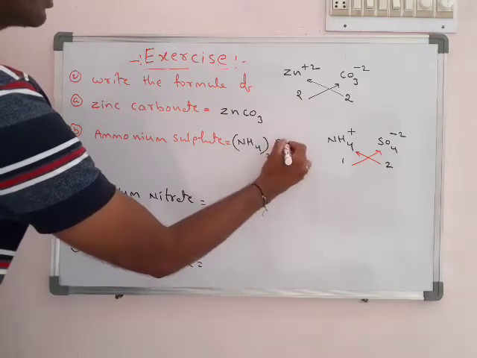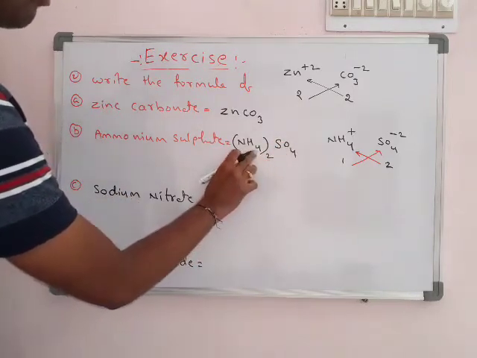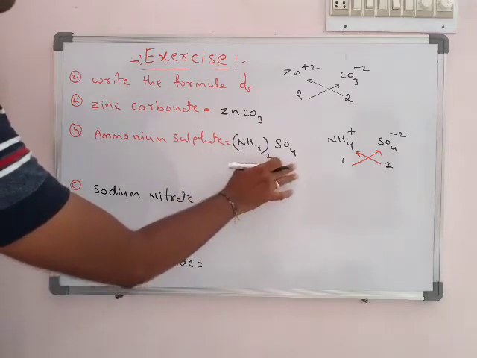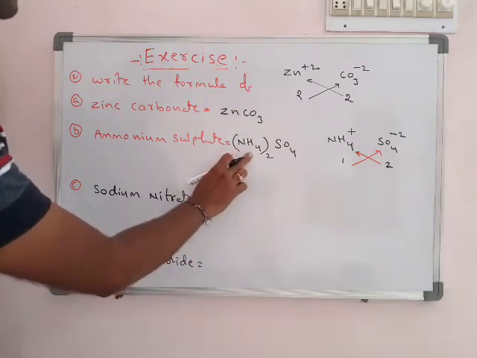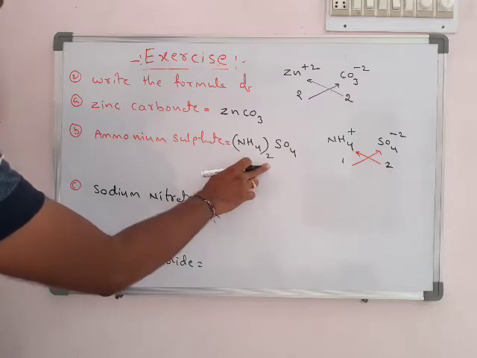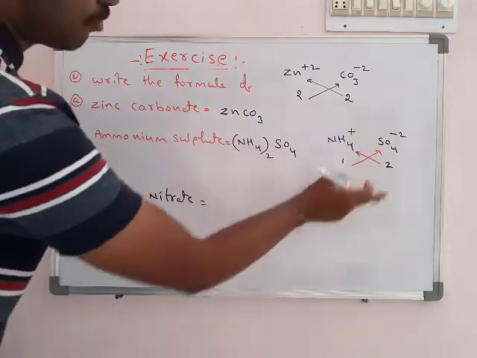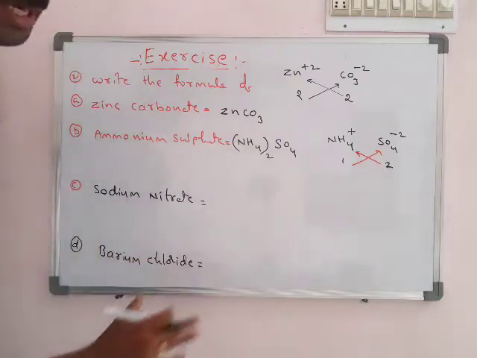For ammonium sulfate, taking the 4 and 2 together causes confusion, so we put a bracket: (NH4)2SO4. 2 ammoniums, how much charge do you get? 1 ammonium is plus 1, so 2 ammoniums become plus 2. SO4 is minus 2. So the charge is balanced.